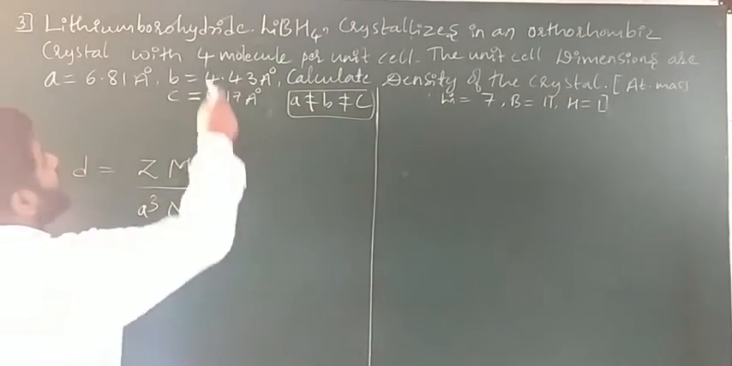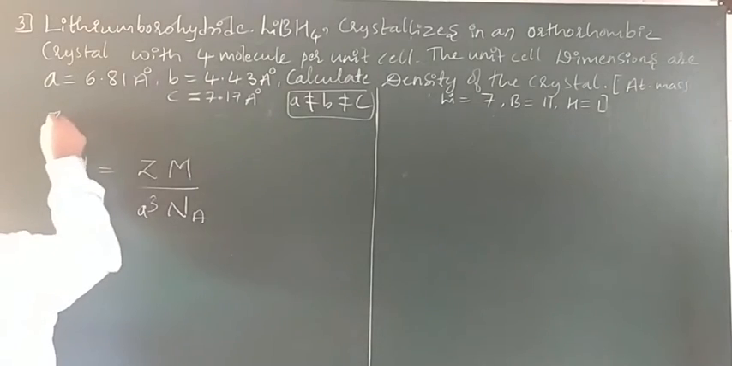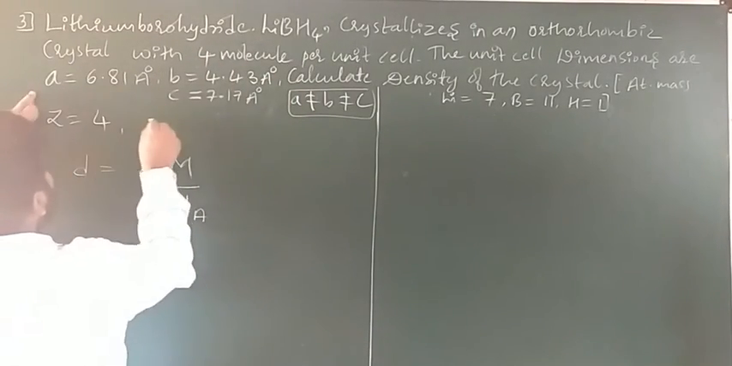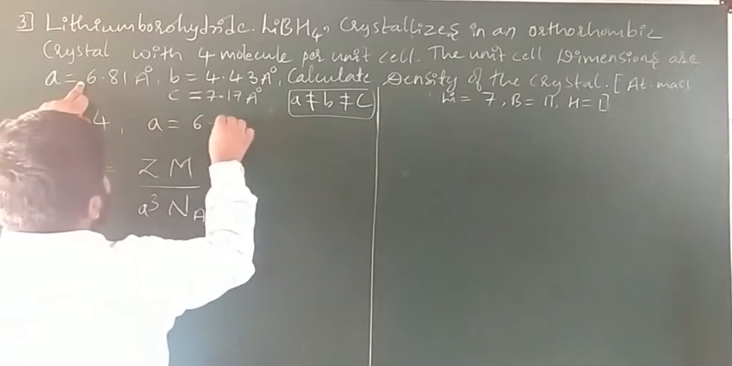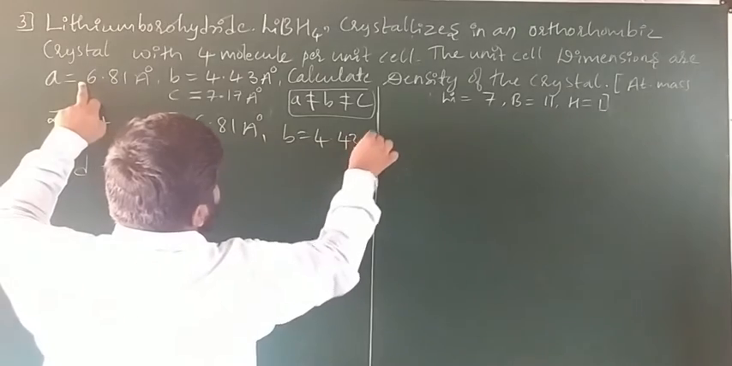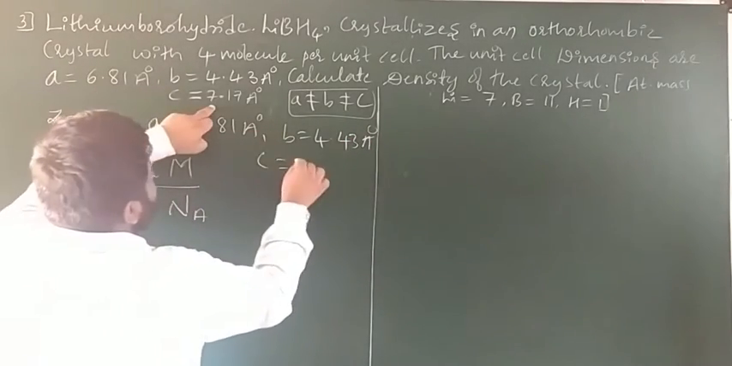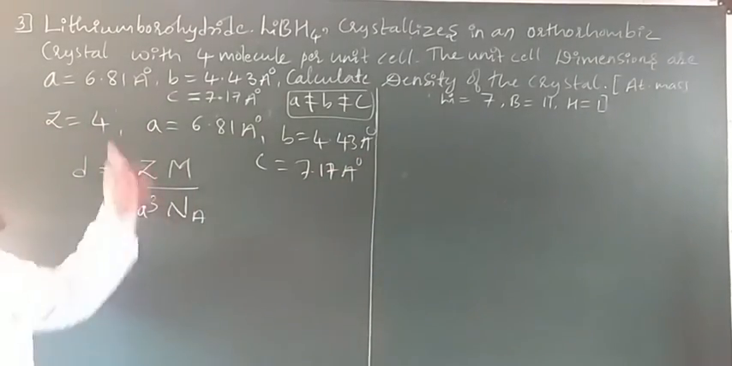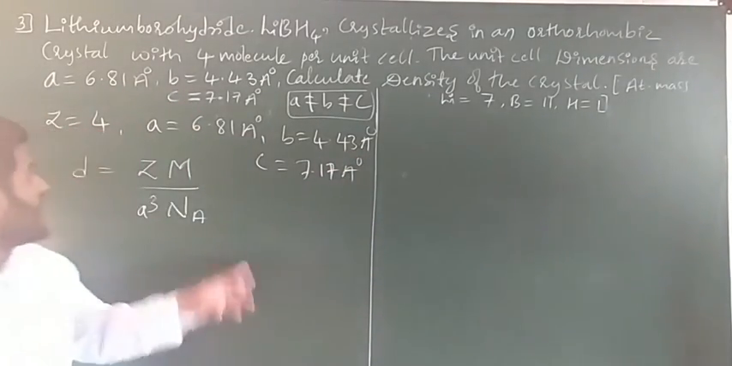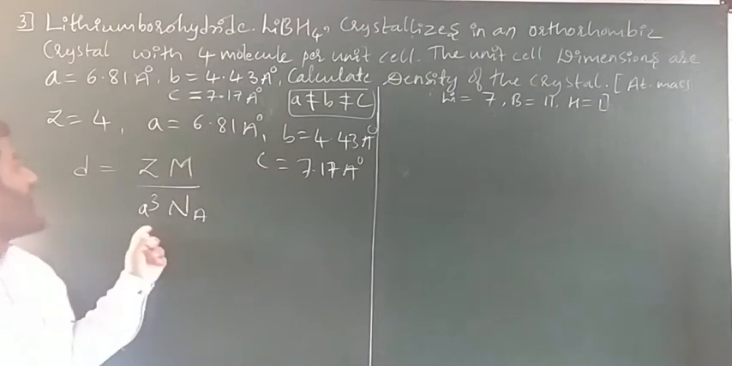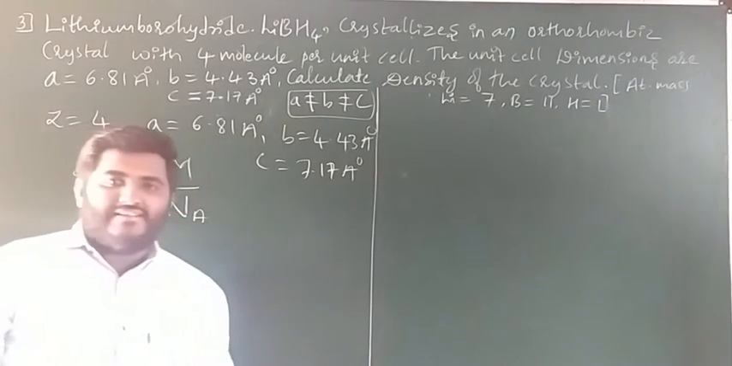So first you write the given data. 4 molecules means Z is equal to 4. A is equal to 6.81 angstrom, B is equal to 4.43 angstrom, C is equal to 7.17 angstrom. So A, B, C are given. First you have to calculate M. Then you have to calculate A cube, meaning A into B into C. Then you substitute in this formula and we are going to get the answer.